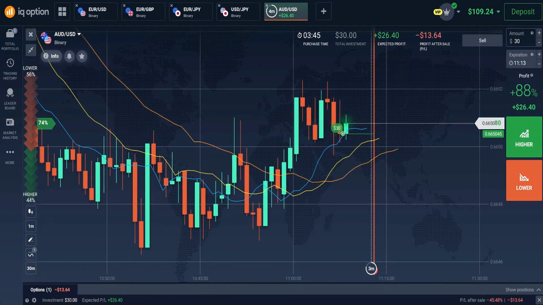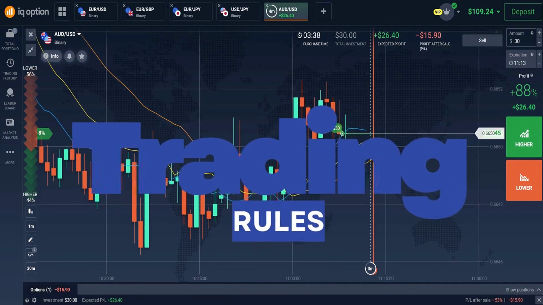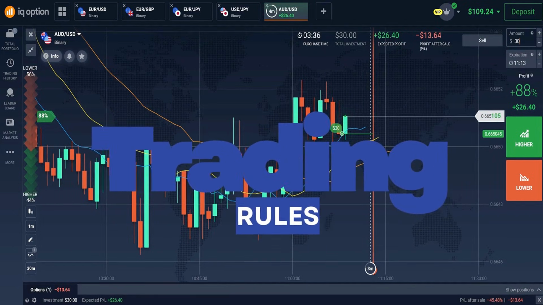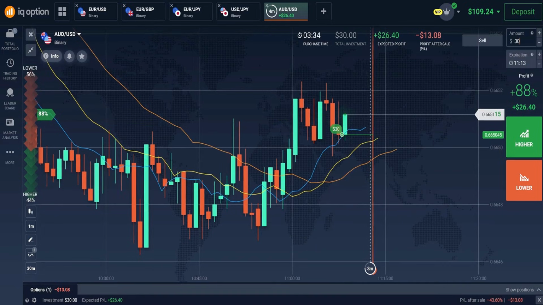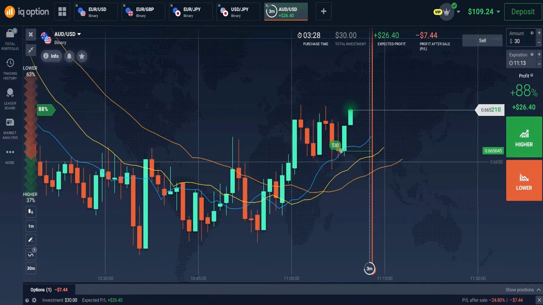Stick with me till the end because I'll show you exactly when to trade and when to stay out. All right, let's dive in. Now, let's get into the exact trading rules for this alligator indicator strategy. Pay close attention because following these rules precisely is what separates winning traders from losing traders.